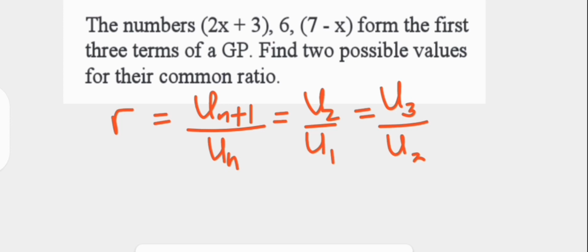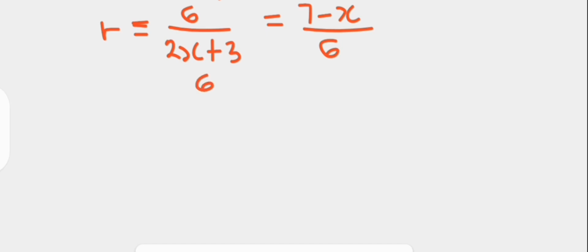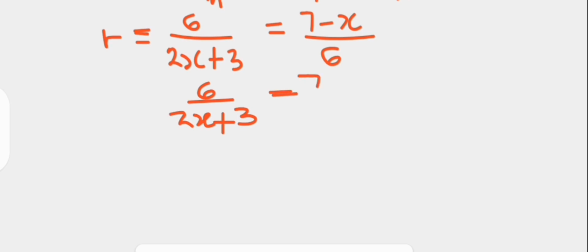So in this case, the common ratio can be written as the second term, 6, over 2x plus 3, that's the first term, and that must also be equal to 7 minus x, the third term, over 6, the second term. And since the common ratio is common, we can just drop the r and equate the two algebraic fractions we've got left, so that we have 6 over 2x plus 3 equals 7 minus x over 6.